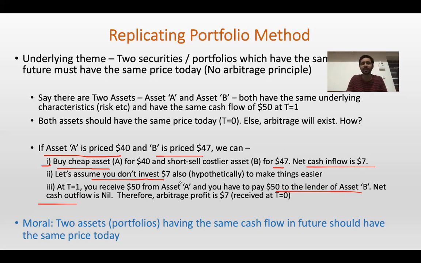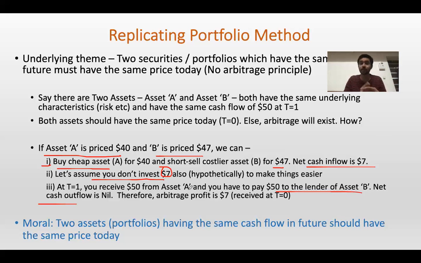So out of the $7, there's also going to be one cost for me, which is nothing but the lending fee. The lending fee obviously might be expressed as a percentage of $47, which is the price at which asset B or security B was trading on the date of lending. It's going to be a percentage, maybe let's say 0.5% or something of that sort. So obviously from the $7, I would also have to meet the lending fees as well.